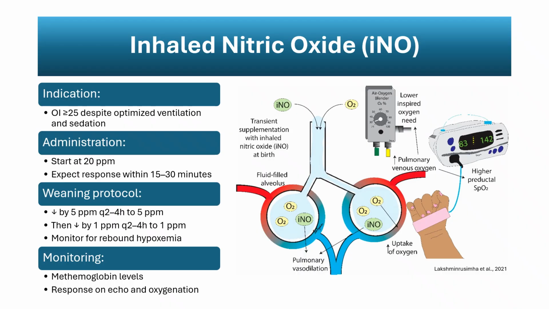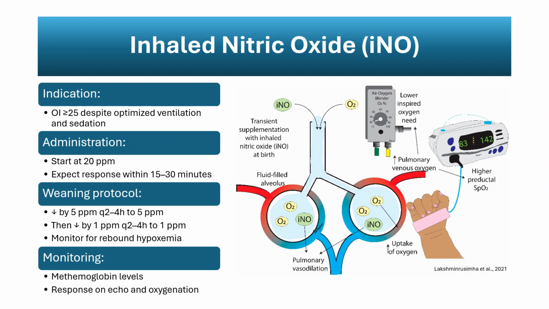Inhaled nitric oxide is a selective pulmonary vasodilator that targets the pulmonary circulation without causing systemic hypotension. It is indicated in PPHN for infants with oxygenation index of 25 or higher who remain hypoxemic despite optimized ventilation, sedation, and correction of metabolic disturbances. The mechanism involves diffusion into pulmonary vascular smooth muscle cells, where nitric oxide activates soluble guanylate cyclase, increasing cyclic GMP levels and causing relaxation of pulmonary arterioles. This reduces pulmonary vascular resistance, decreases right-to-left shunting through the ductus arteriosus and foramen ovale, and improves arterial oxygenation.